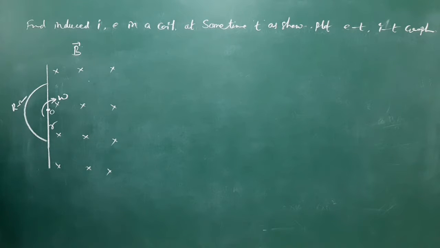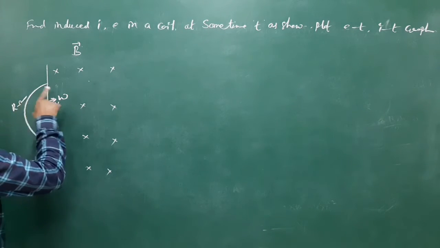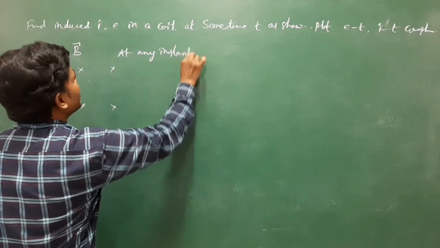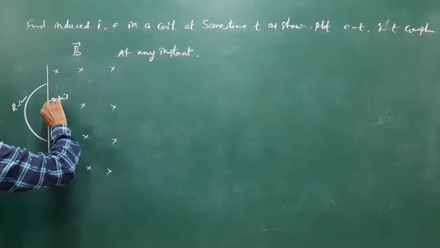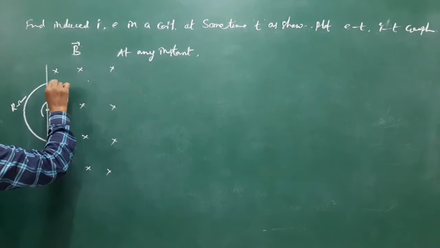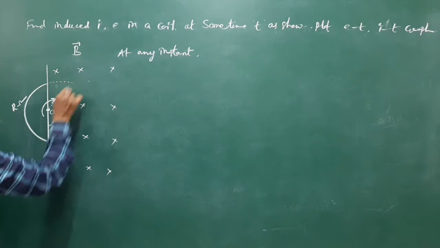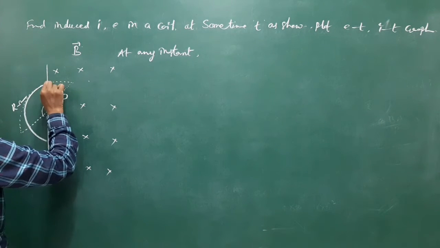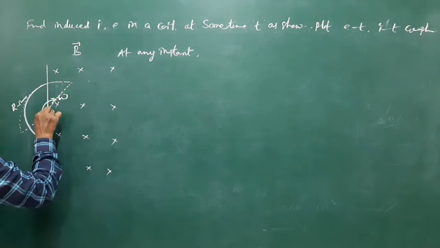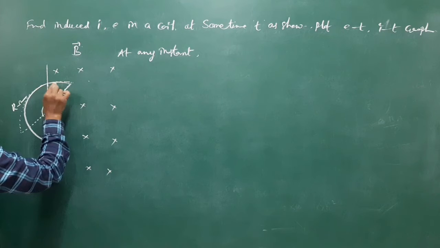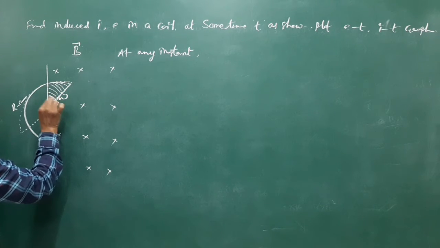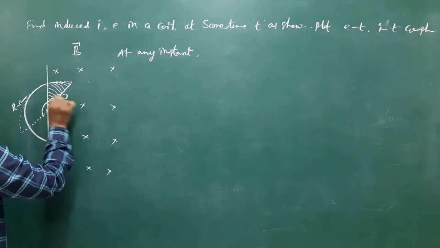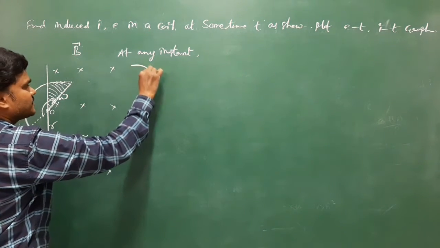Feel that point O is fixed. At any instant of time the loop enters, and maybe it covers like this. The new shape of the loop looks like this. At any instant of time the loop enters in this direction, so only this region is in the magnetic field. Of course, this is radius, this is radius. You will get a curve like this.